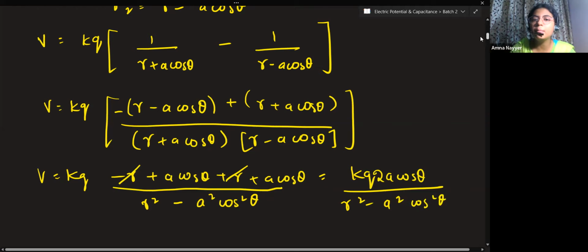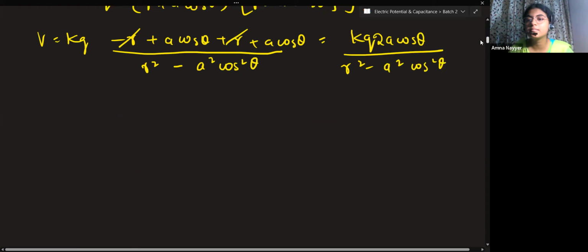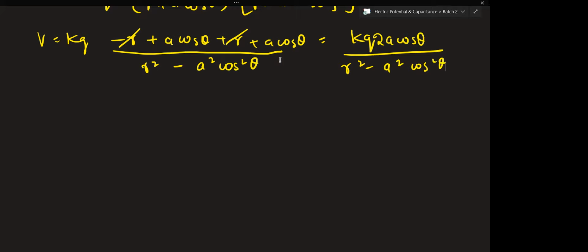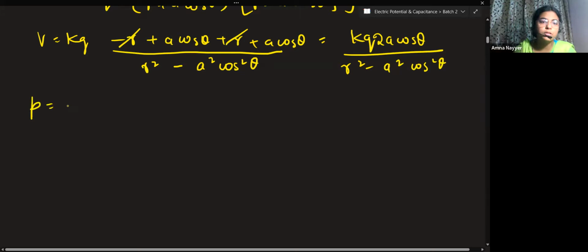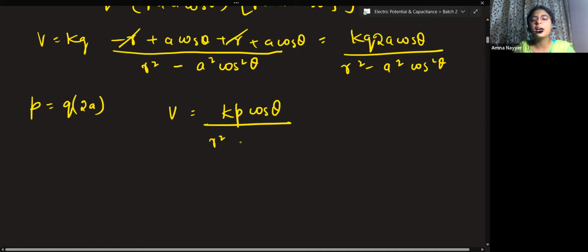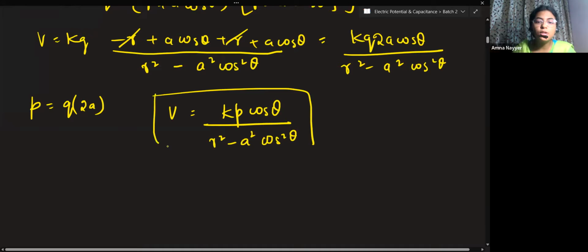Now Q multiplied by 2A is what? P, the dipole moment. If you remember, dipole moment was what? Charge multiplied by the separation of them. So potential becomes Kp cos theta divided by R square minus A square cos square theta. This is your potential formula for a dipole.